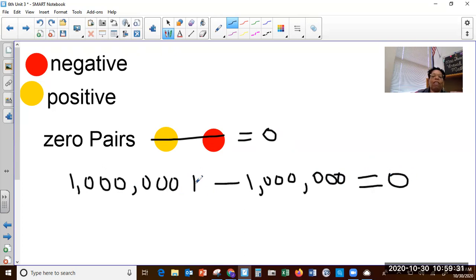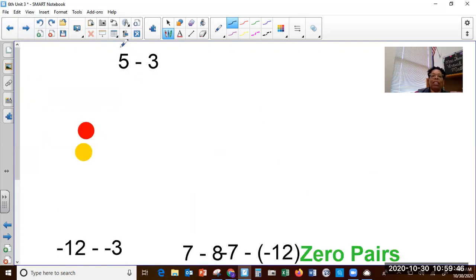Why? Well, if I have $1 million and I take away $1 million from it, I spent $1 million, what am I left with? Zero. Yes. So any number and its opposite is zero. So let's start.